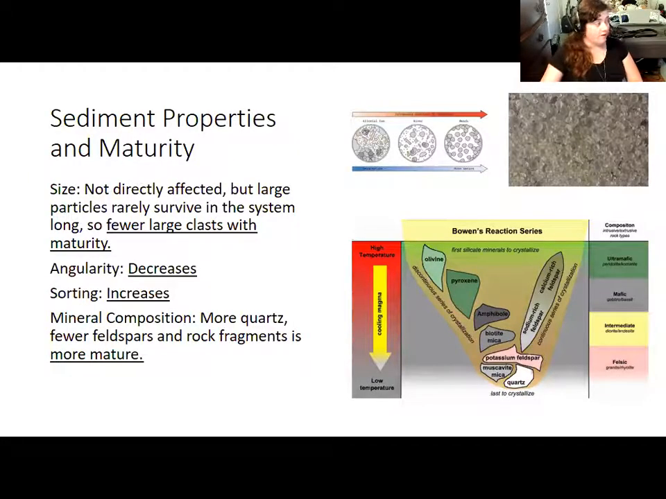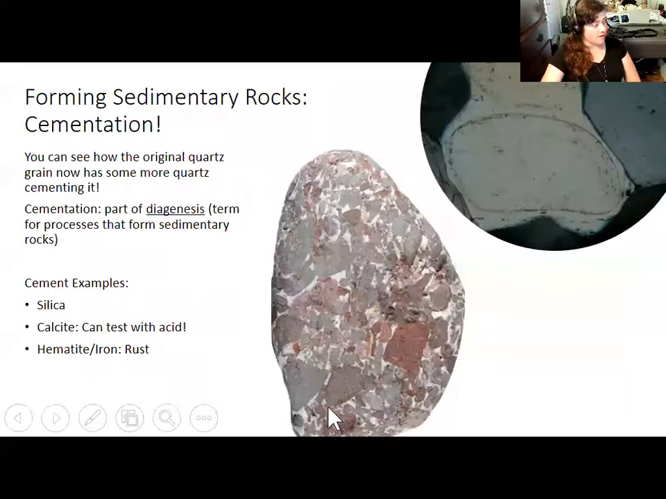So in summary, you'll have fewer large clasts as the sediments get more mature. The angularity will decrease, the sorting will increase, and you'll have more quartz and less feldspar and fragments that contain mafic minerals.